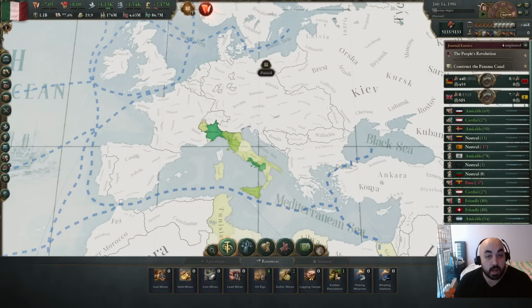Next, we're going to talk about a common misconception, I think, when it comes to the resource industries, a misconception I had for quite some time.